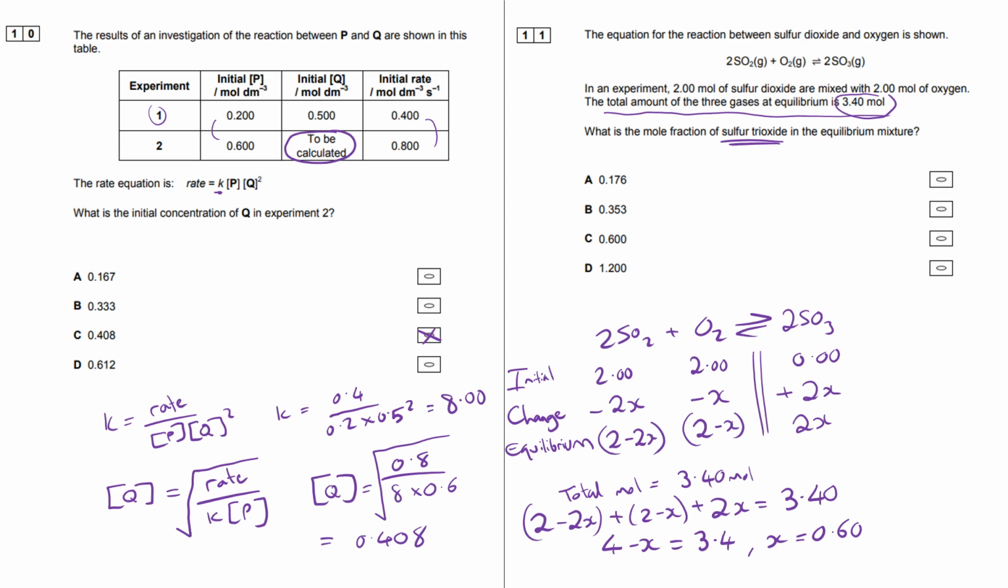So what's the moles of sulfur trioxide at equilibrium? Well, it's 2 times X, or 2 times 0.6. So the moles of sulfur trioxide is 1.20 moles. Therefore, what is the mole fraction? Mole fraction is the number of moles of sulfur trioxide divided by the total moles. So plug that last little equation into your calculator. That will give you a mole fraction of 0.353, or answer B.